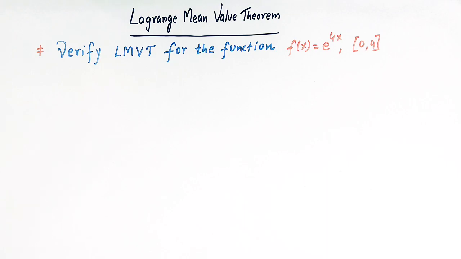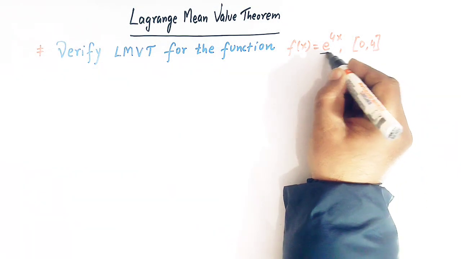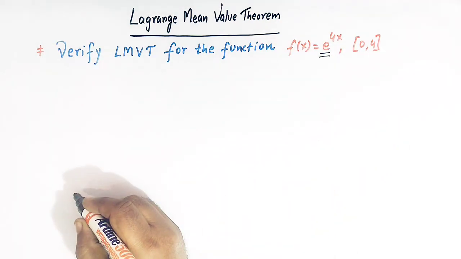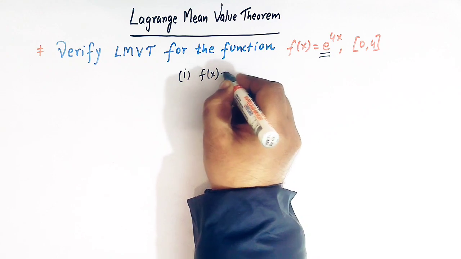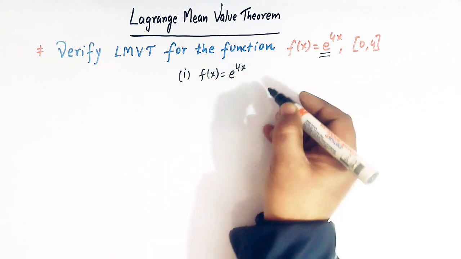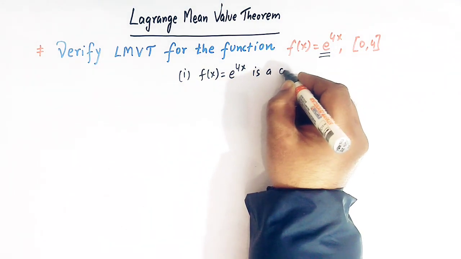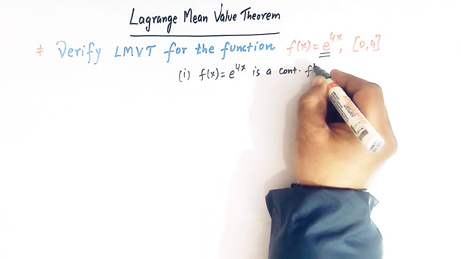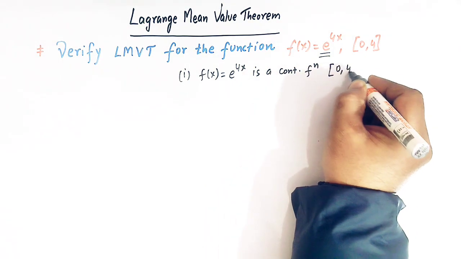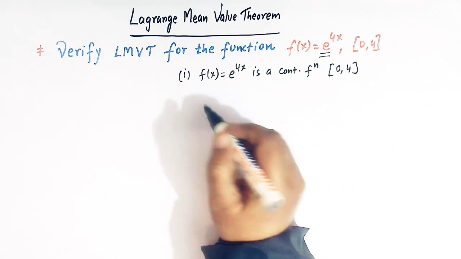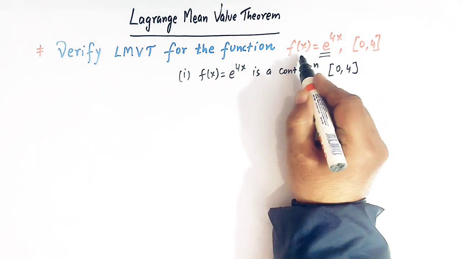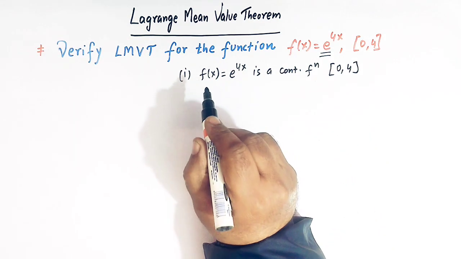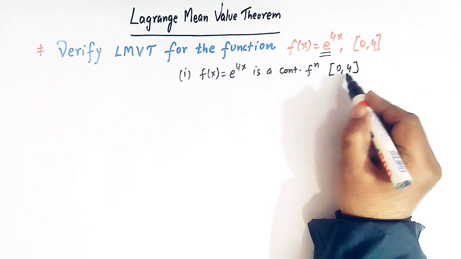So let us start. We see that this function is an exponential function, right? So the function f of x, that is e raised to 4x, is a continuous function in the interval 0, 4, right? This is the first condition for Lagrange mean value theorem, that the function has to be a continuous function in the closed interval, right?